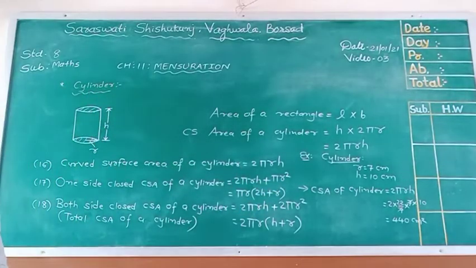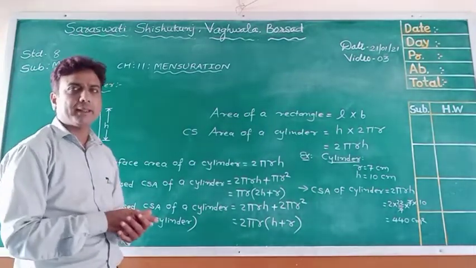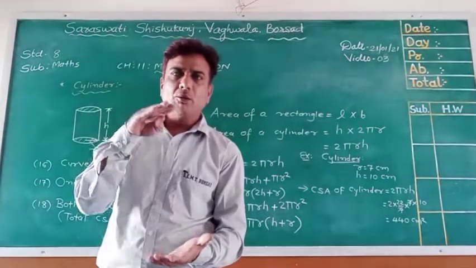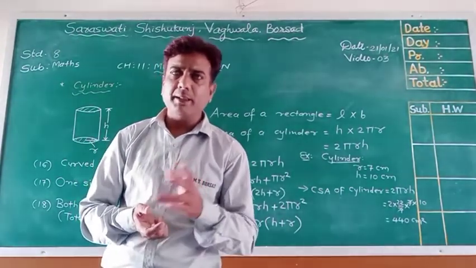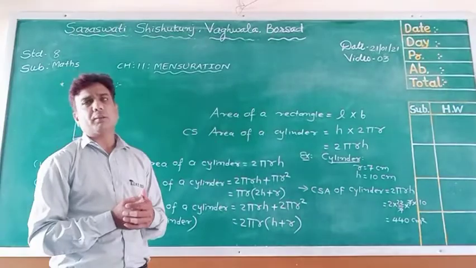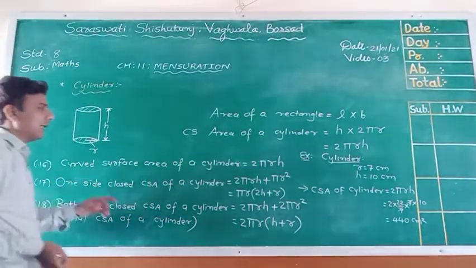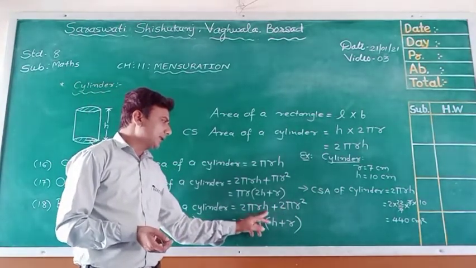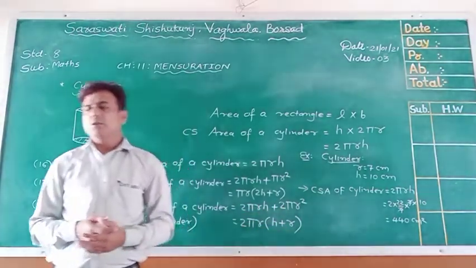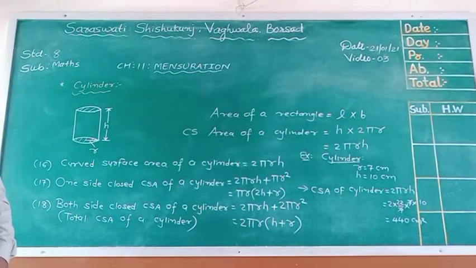Is it clear? Now next, both side closed curved surface area of cylinder, top and bottom both closed. So we can call it the total curved surface area of cylinder. Total curved surface area of cylinder equals 2 pi r h plus 2 pi r square. 2 pi r is common, remaining terms h plus r. So students, these 3 formulas are very important. Okay, now let's go ahead.